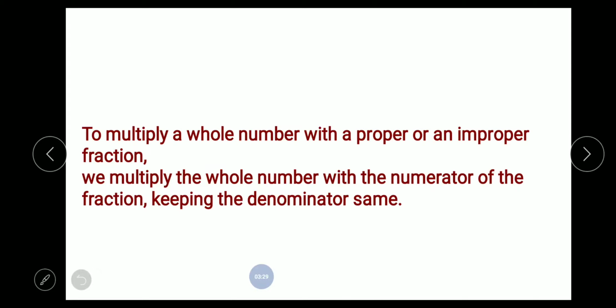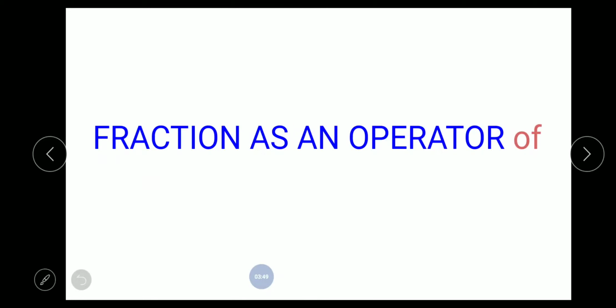To multiply a whole number with a proper or an improper fraction, we multiply the whole number with the numerator of the fraction, keeping the denominator the same. So that is the procedure for multiplication. Multiply the numerator by the whole number and keep the denominator the same.